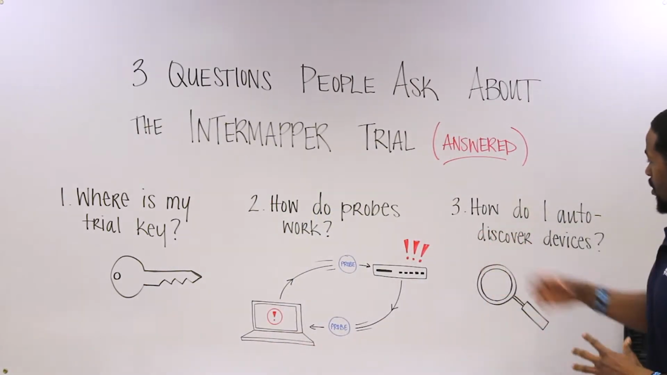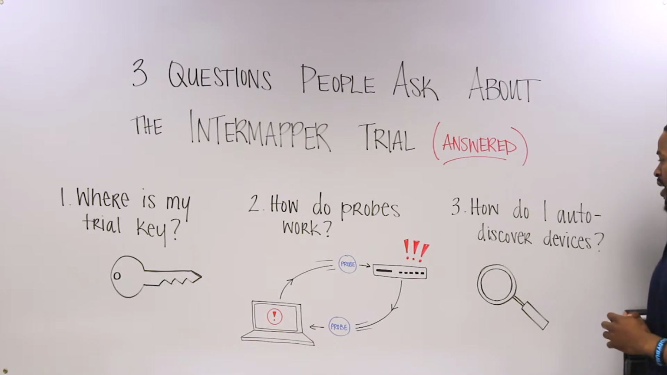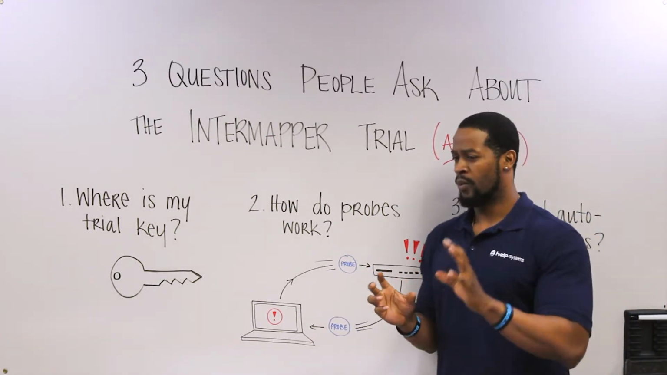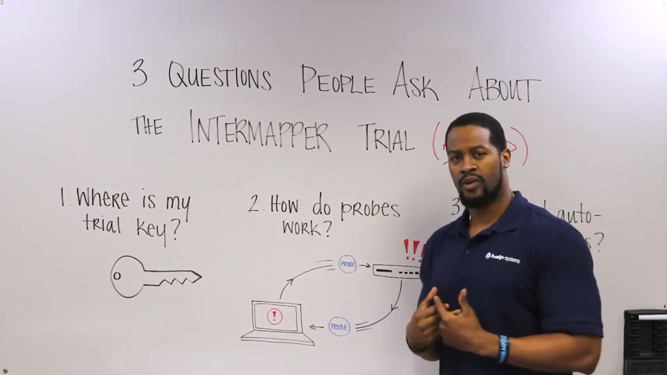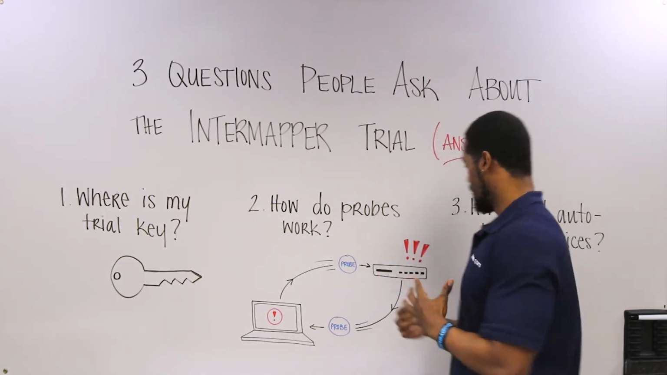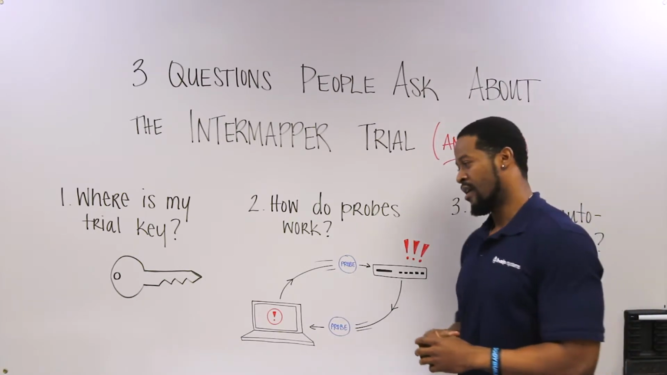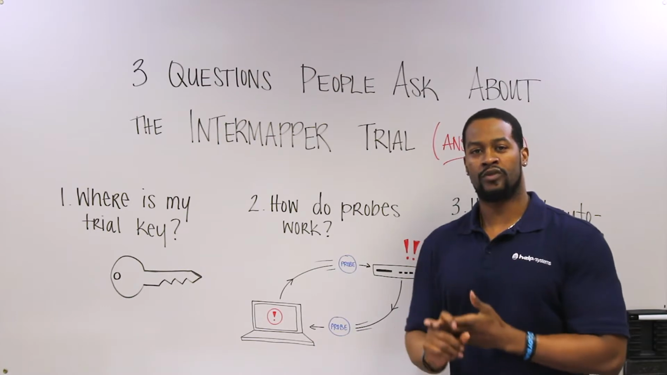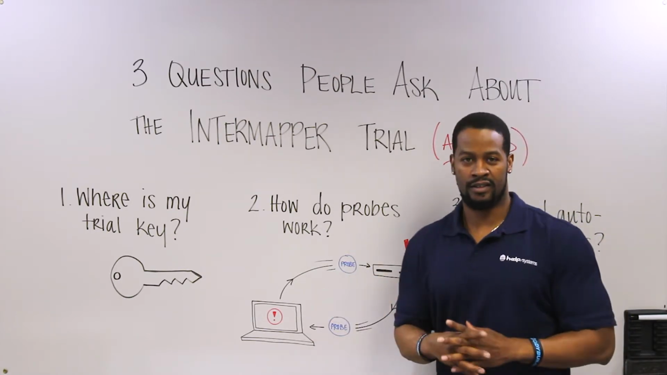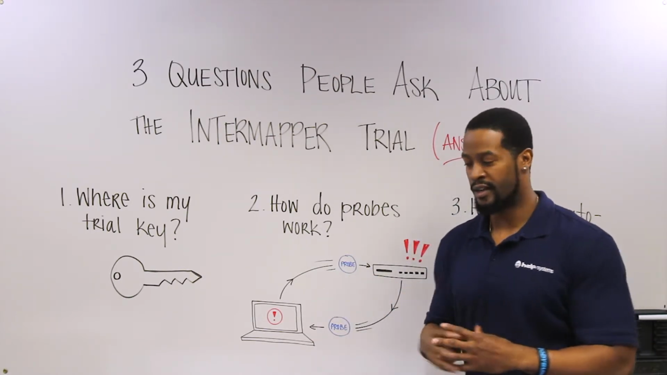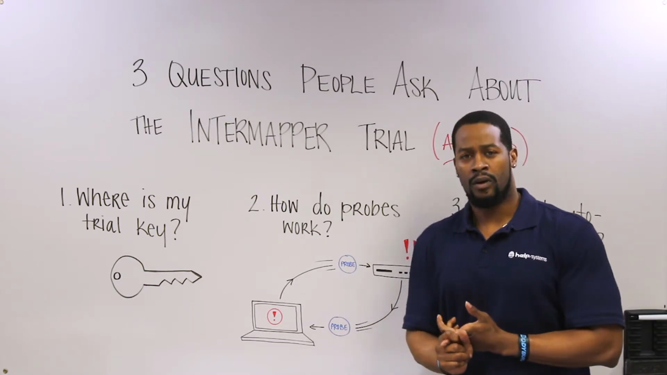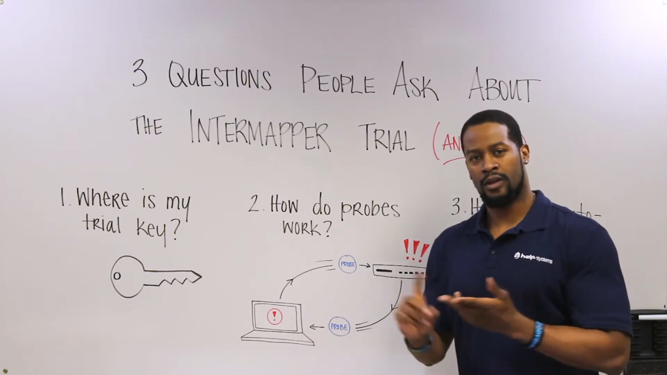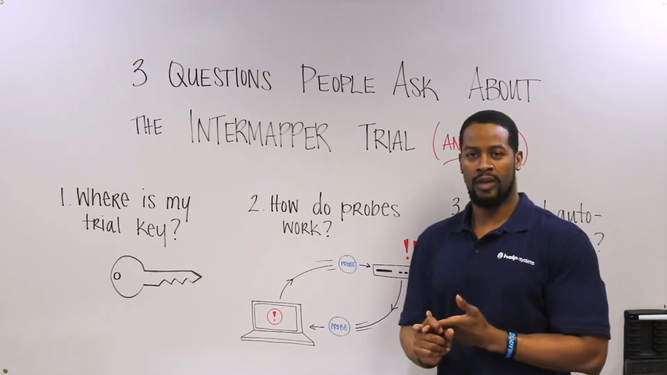The third question we get is, how do I auto-discover devices? One thing to note is that we want to think about some of the prerequisites before we start going through the auto-discovery process. The first thing is that Intermapper needs to have no obstruction between itself and the devices it is looking to monitor, i.e. firewall restrictions, or if we have intrusion detection scenarios on your network, we need to ensure that that's turned off.